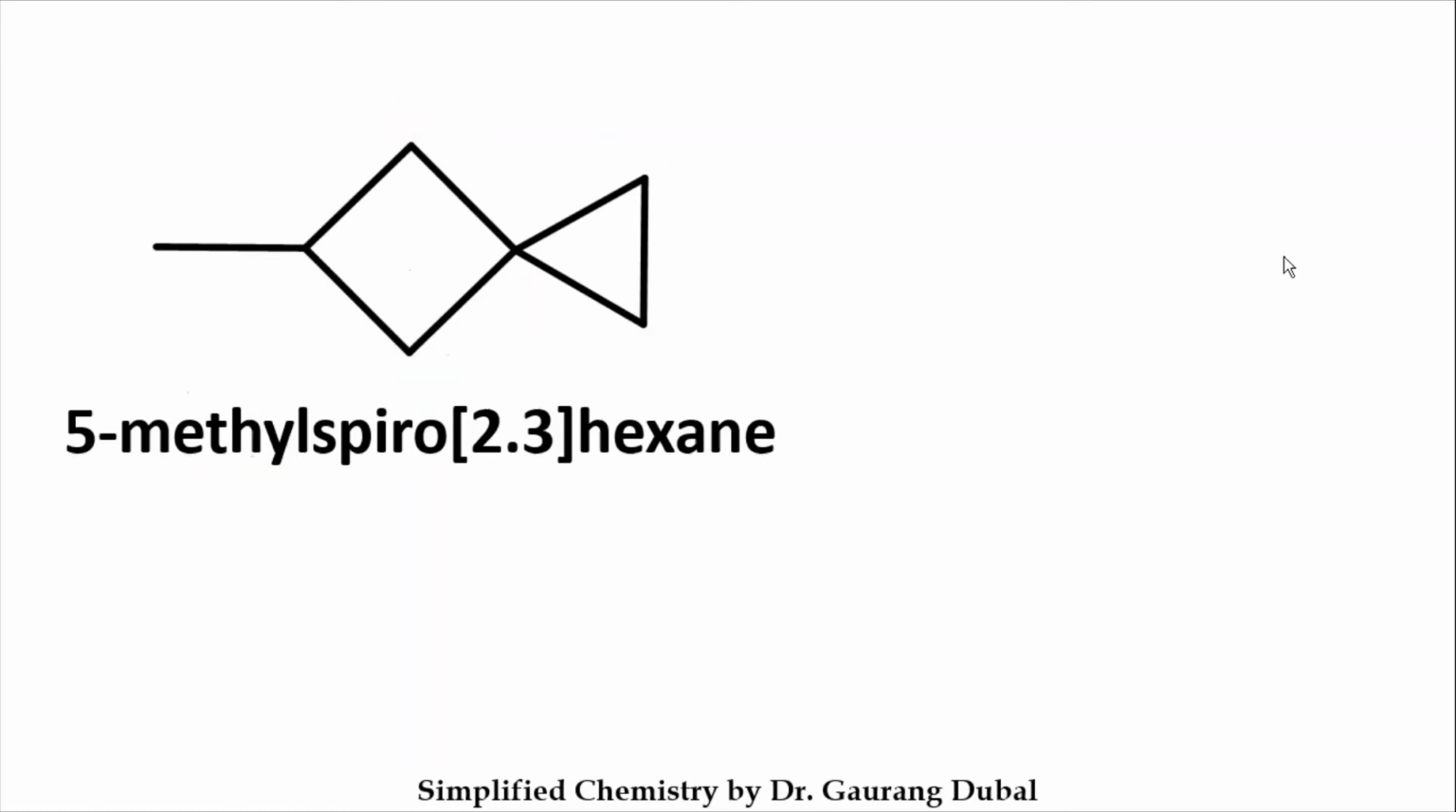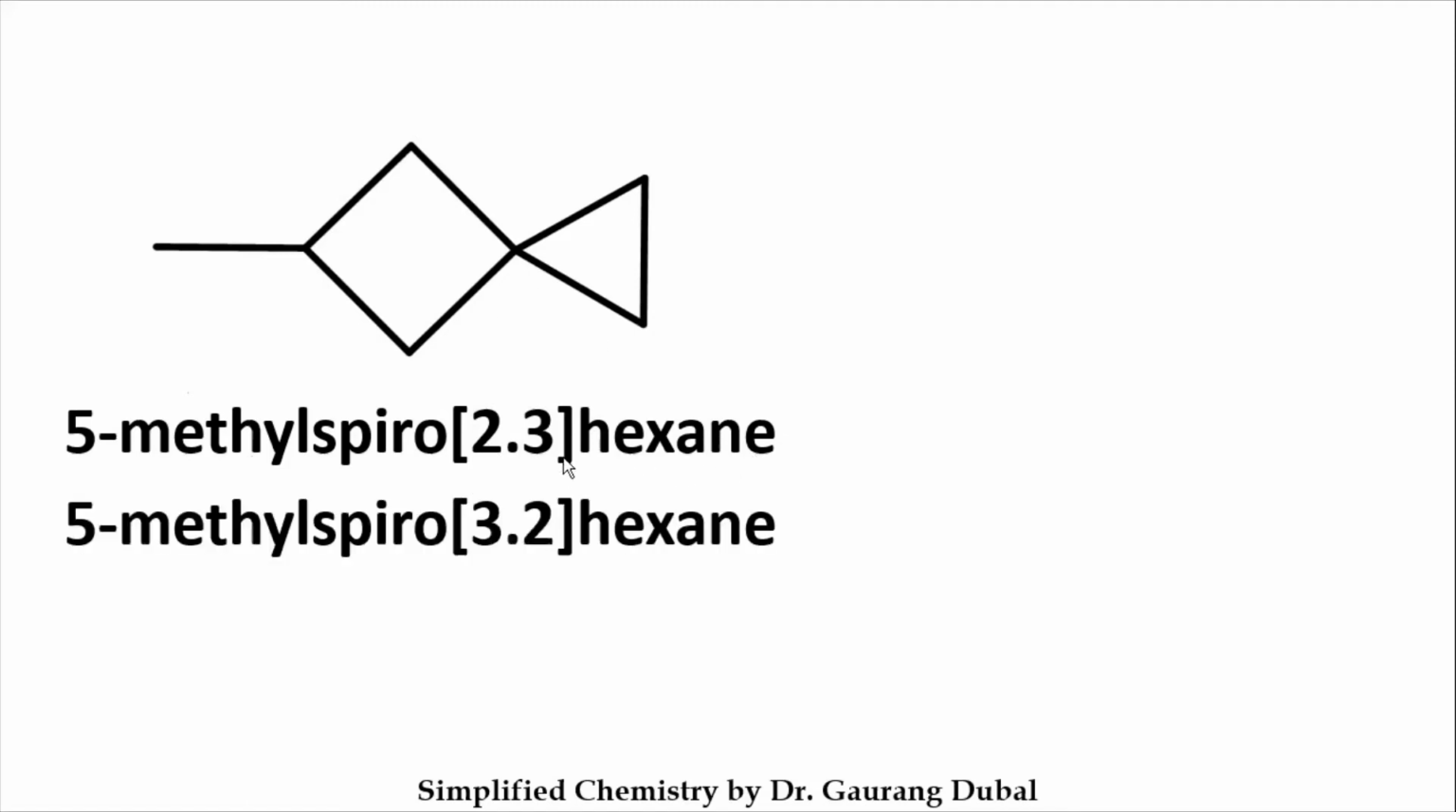So I am writing 5-methyl Spiro. Then one side 2 carbons, it means 2, another side 3 carbons, that is 3. And the total number of carbon in the Spiro system is 6. So I am writing hexane. So this is the correct nomenclature for that.